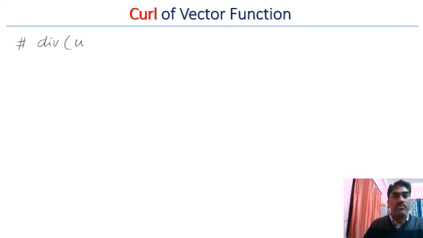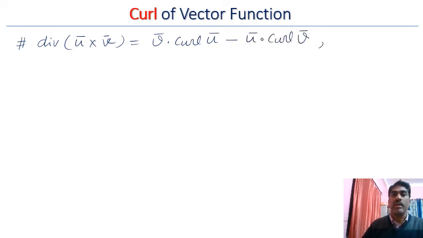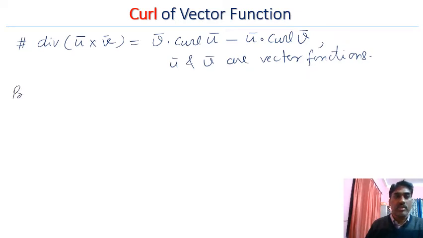Divergence of u cross v is equal to v dot curl u minus u dot curl v, where u and v are vector functions. These are vector functions. So let us prove this.